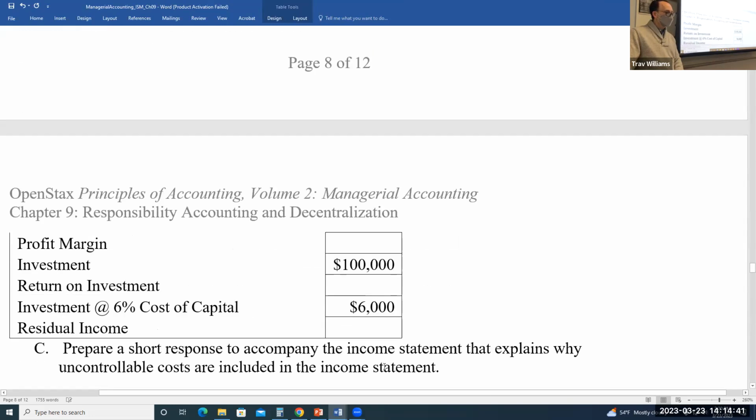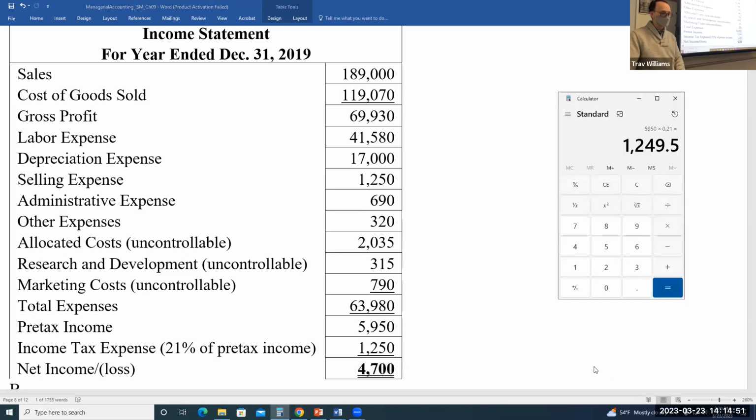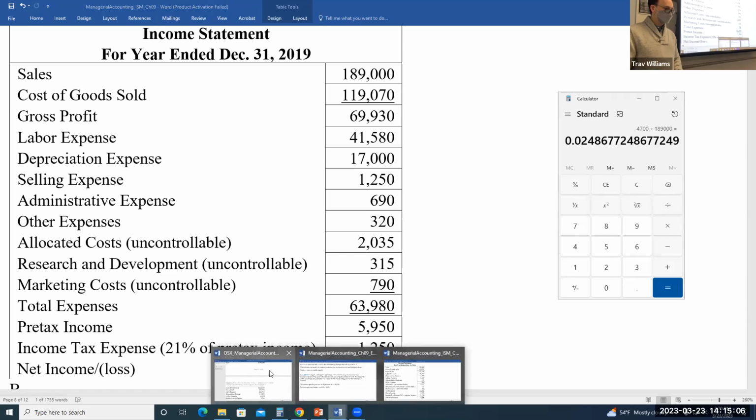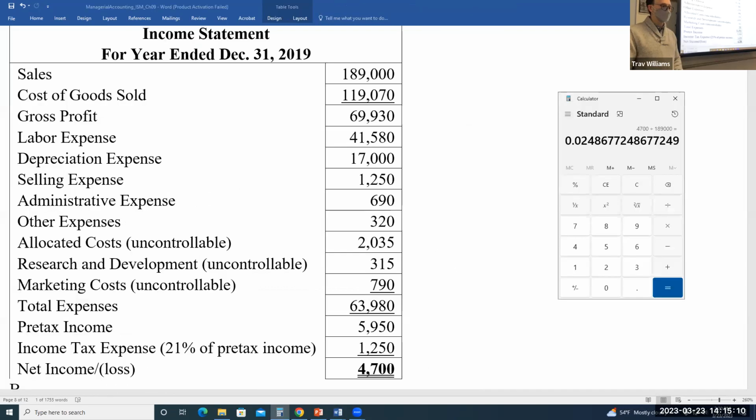So then our profit margin percentage, we take our net income and we divide, what do you think we divide by? Our sales? 2.5%.